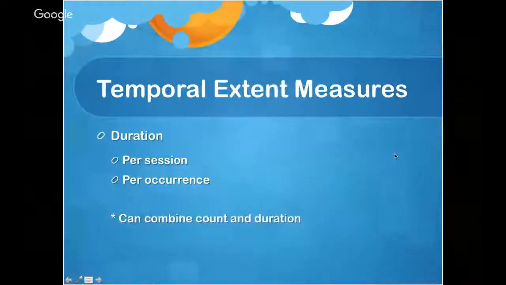So while I timed the minion, I started and stopped my stopwatch every time he started laughing, and then stopped it every time he stopped laughing. And I determined that he laughed for about 9 seconds of the 45-second video. So I can combine count and duration. I can say he laughed 6 times for a total of 9 seconds.